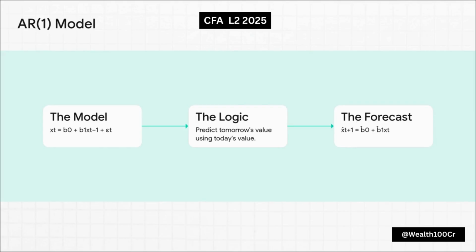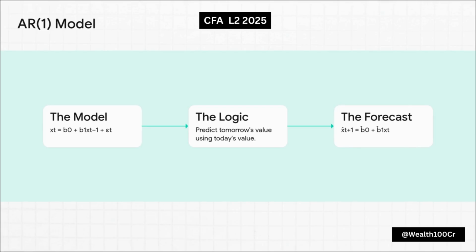So, the simplest time series model is called an autoregressive model, or AR for short. And an AR1 model is incredibly intuitive. The logic is simple. The best predictor of something's value tomorrow is its value today. That's it. We're just regressing the data on a time-lagged version of itself. So our forecast for tomorrow is just the model's coefficients multiplied by today's value.